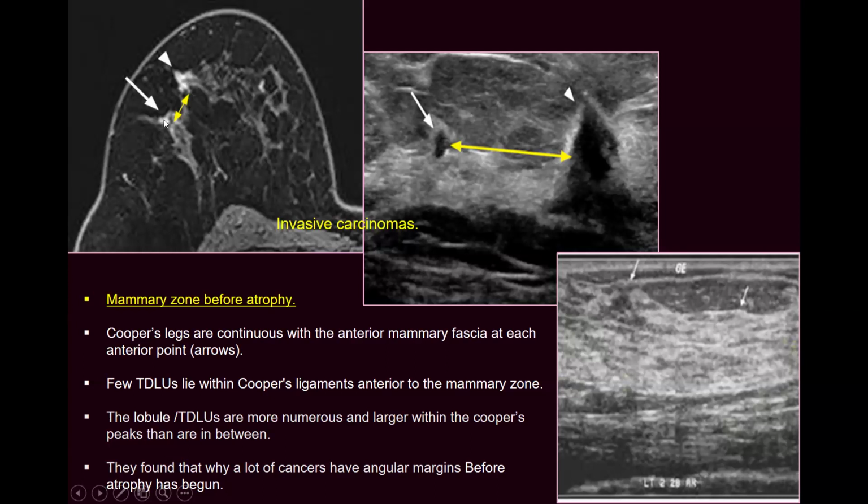Can you see it on ultrasound? This is one Cooper ligament, and this is another Cooper ligament. And at the Cooper base, you can see these are the two invasive carcinomas.